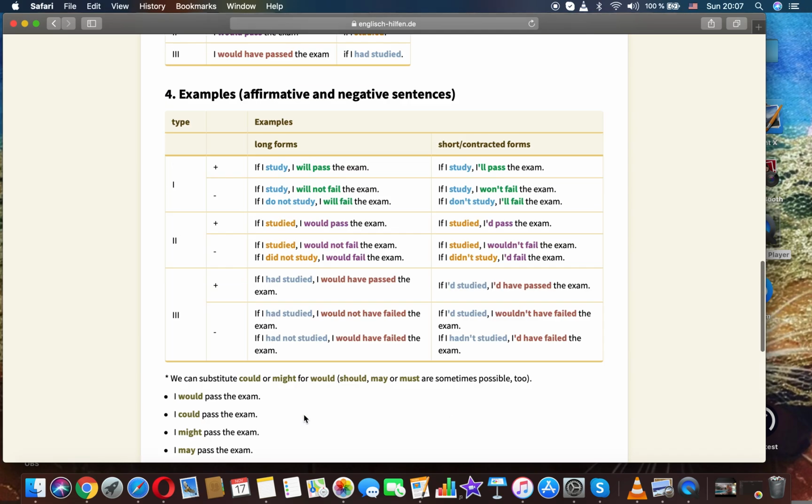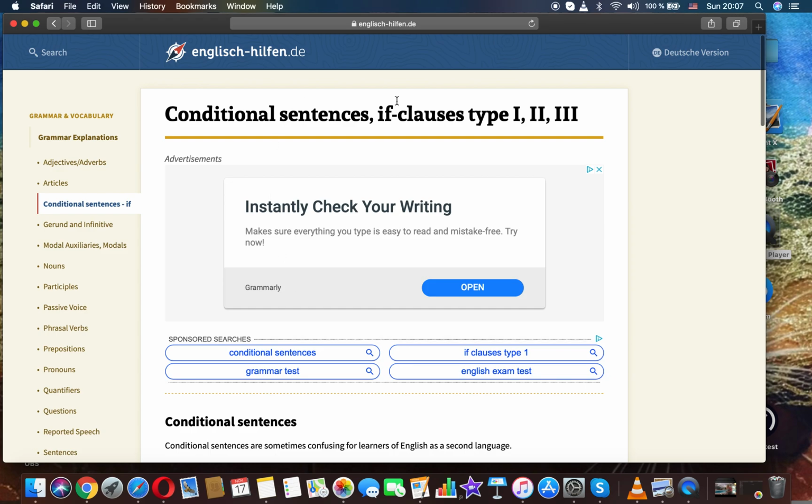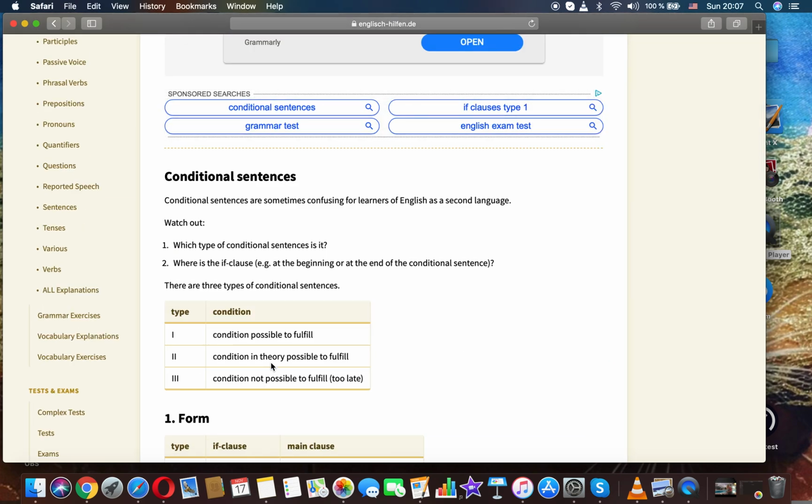Thanks. That was conditional sentences, if clauses type 1, 2 and 3. English grammar.